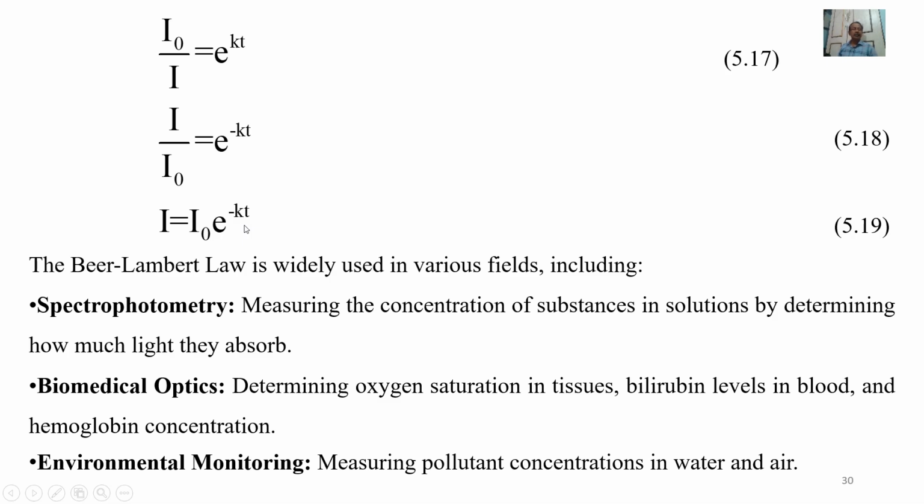The Beer-Lambert law is widely used in various fields, including spectrophotometry, measuring the concentration of substances in solutions by determining how much light they can absorb. Biomedical optics, determining oxygen saturation in tissues, bilirubin levels in blood, and hemoglobin concentration. Environmental monitoring, measuring pollutant concentrations in water and air.